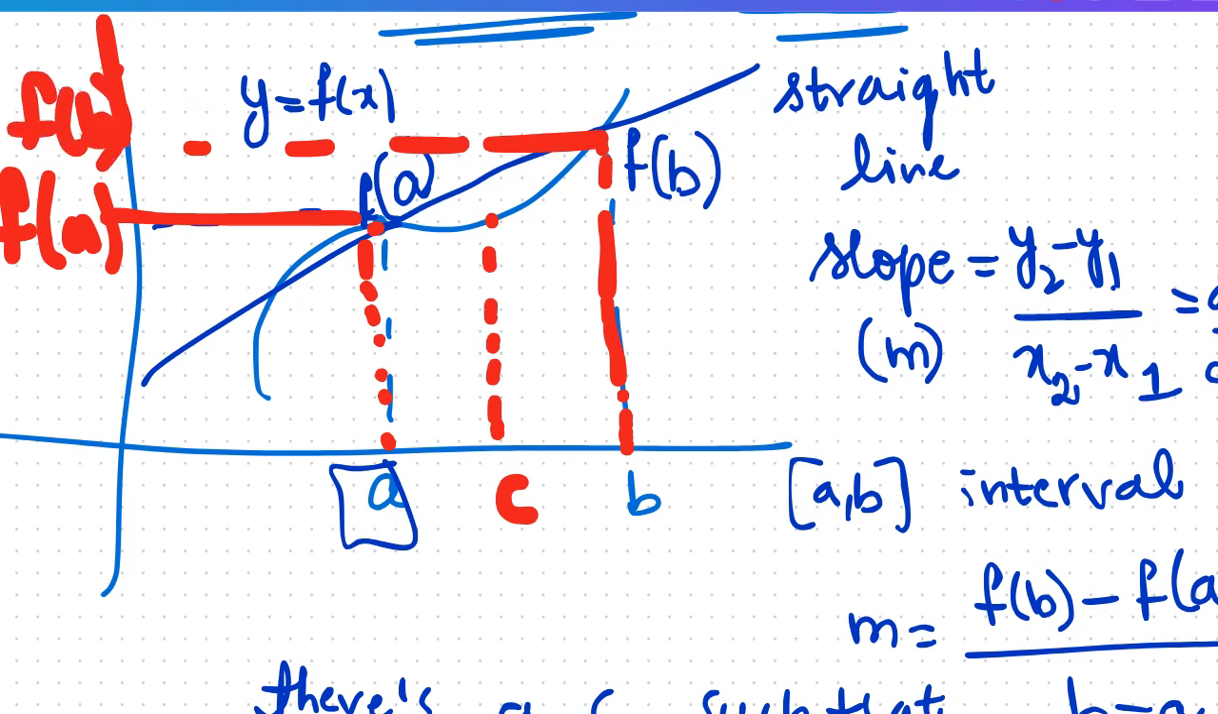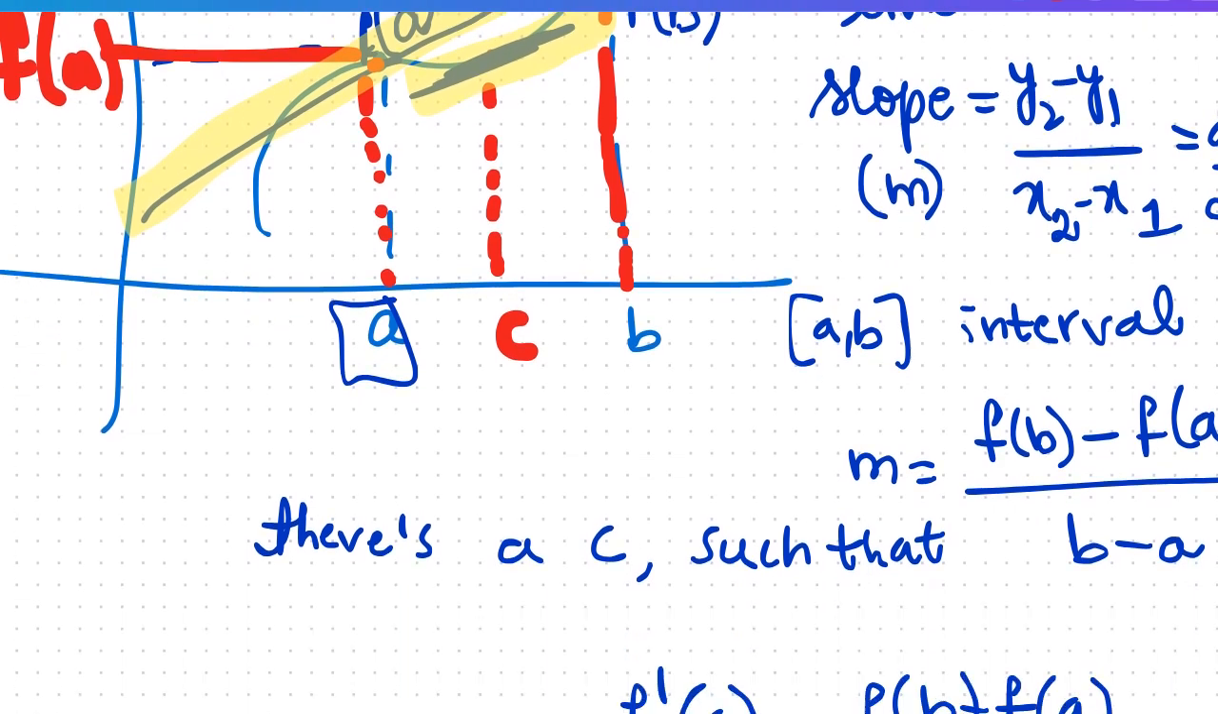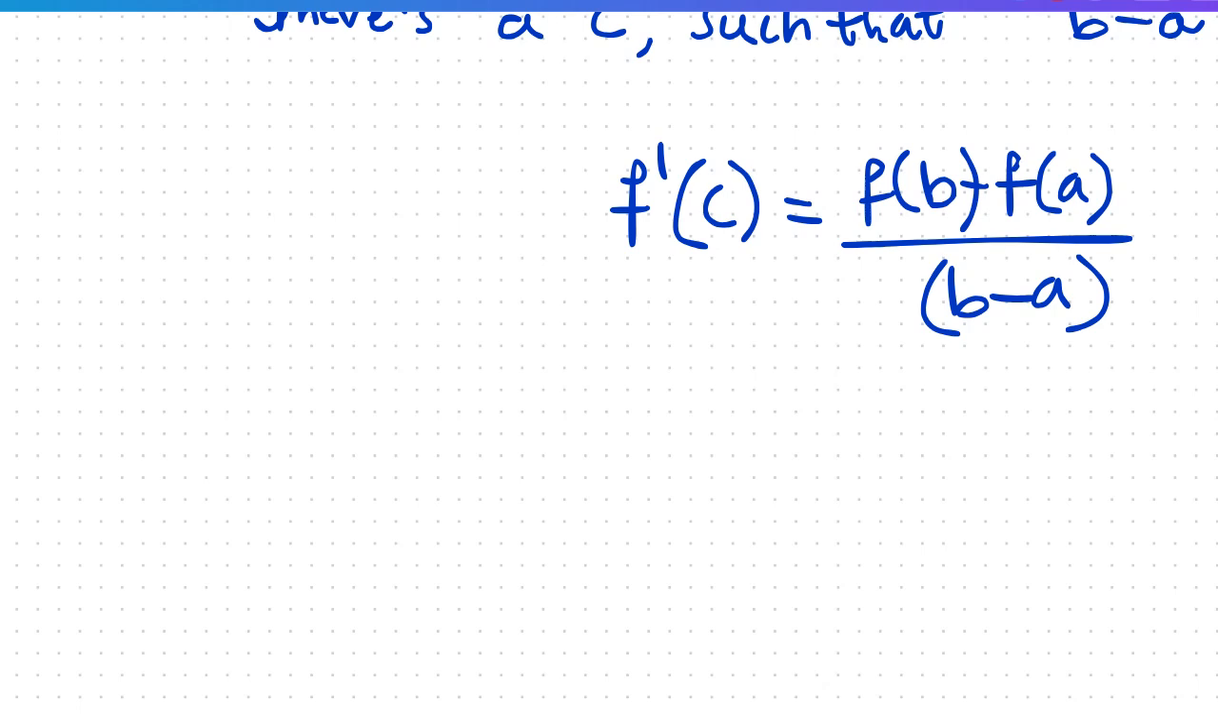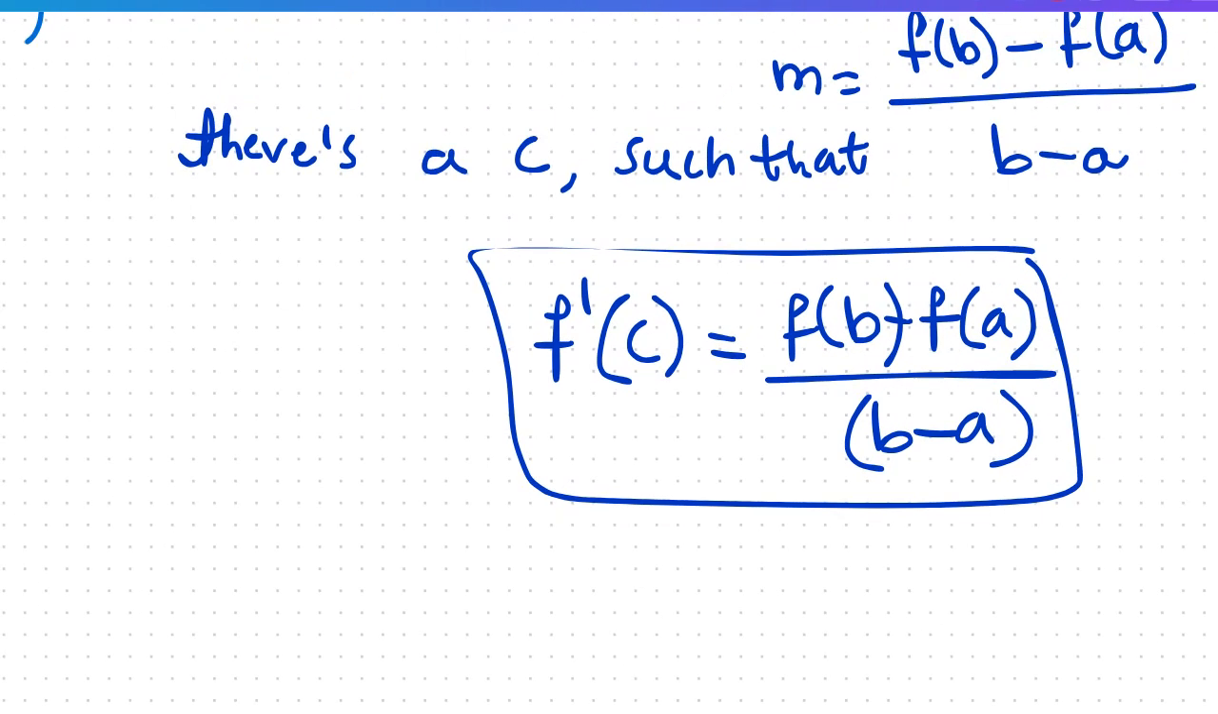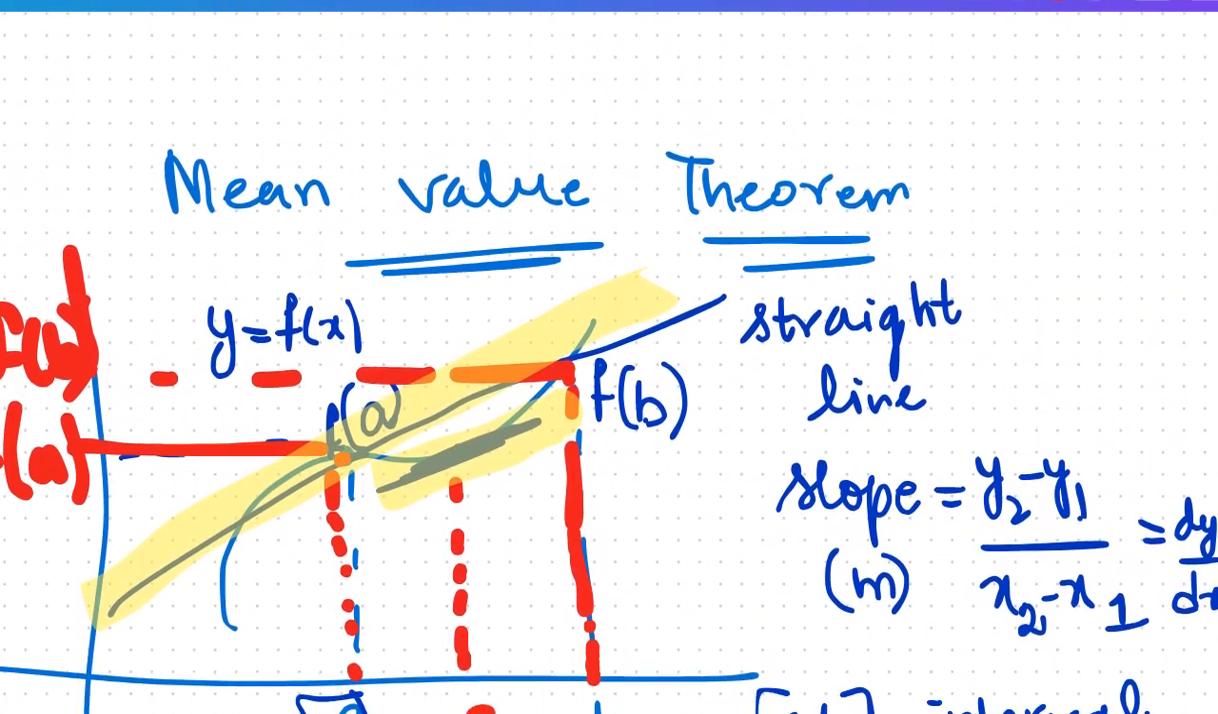So f dash of c means it is a tangent line, like this. So basically what I'm saying is this line's slope and this line's slope are equal because they will be parallel. Parallel lines mean the same slope. So the concept is there lies a c in between a and b such that f dash of c is equal to f of b minus f of a upon b minus a. This is the concept. This is about Lagrange's mean value theorem.